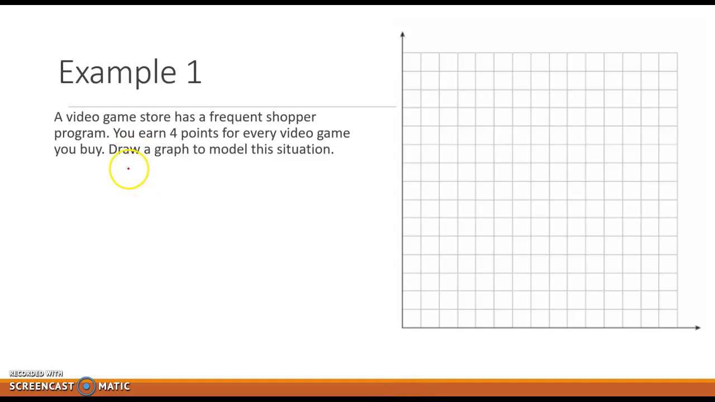Things to know is I know that I get 4 points for every game I buy, and then that's what will give me my total points, which I'm calling Y. And so what we're going to have is games bought at the bottom, and we're going to have total points on the side, and I'm going to count by ones across the bottom, and I'm going to count by fours going up.